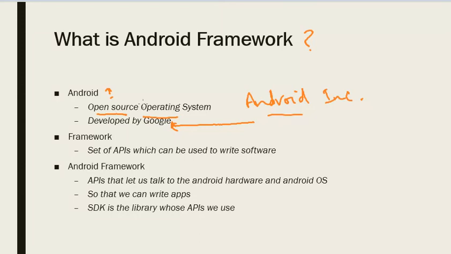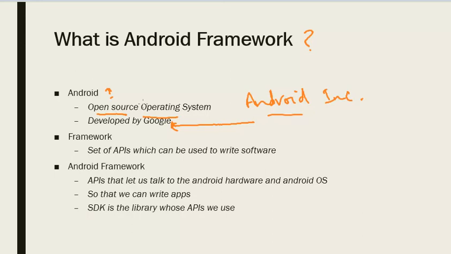And of course, the framework that is based on this Android OS, used to develop mobile apps for mobiles or tablets or any handheld devices, is called the Android framework. What is a framework? Just like all other frameworks, the Android framework is a set of APIs, classes, libraries, whatever you can say, that can be used to write software or applications for handheld or mobile devices or tablets.